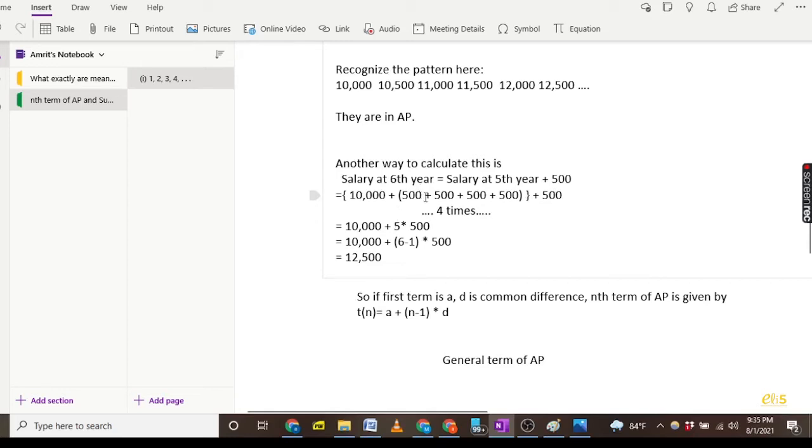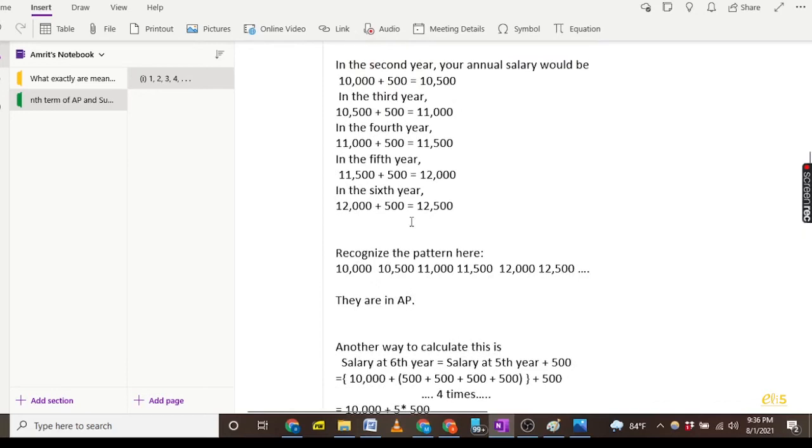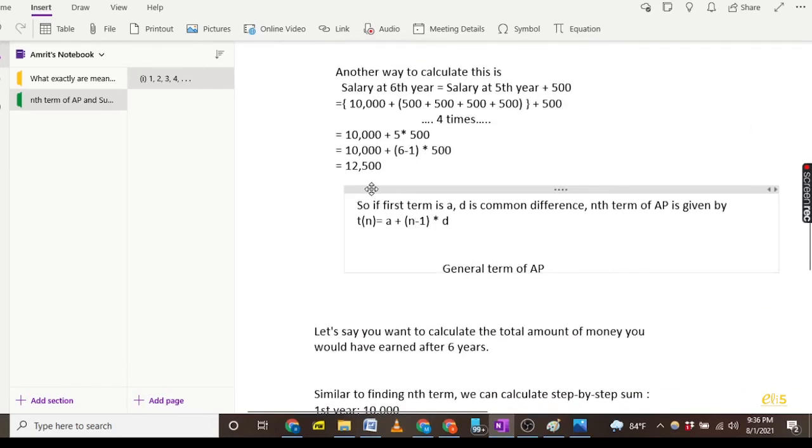So what we can see from these expressions is that it simplifies to 10,000 plus 5 times 500, which is 10,000 plus (6 minus 1) times 500. So in the 6th year, we'll have 12,500. In the step-by-step process we got 12,500, and in this way also we got 12,500. So why did we do this problem like this? Because if you see here, we can find a formula.